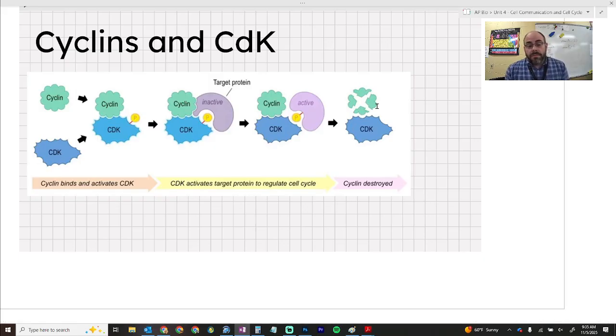CdK is an enzyme, right? It is a kinase. Remember, a kinase turns something on. So in this case, it turns on the idea of mitosis. It turns on the cell dividing.